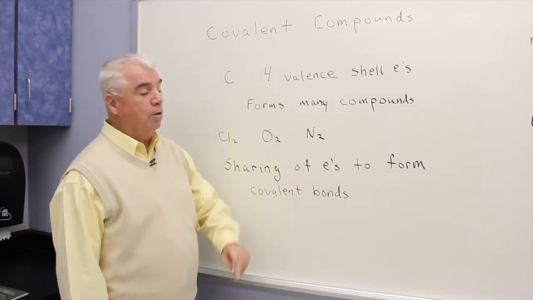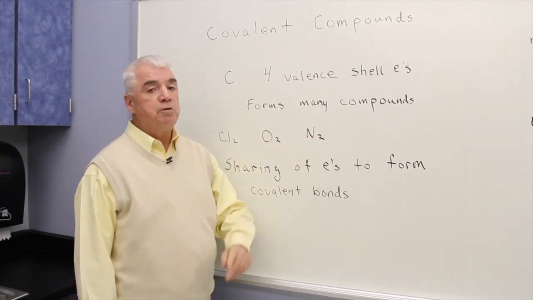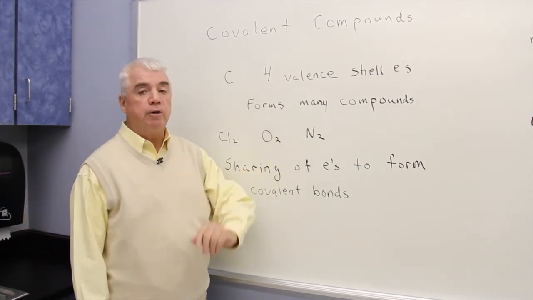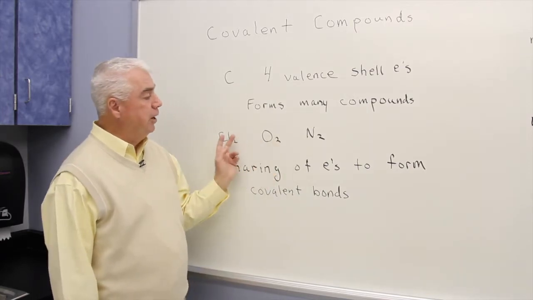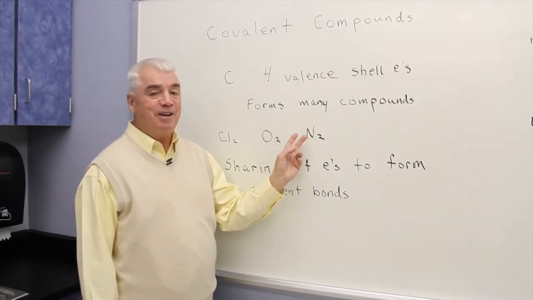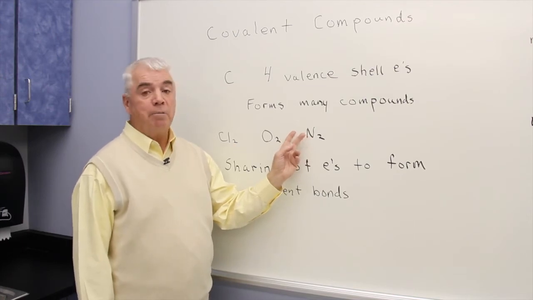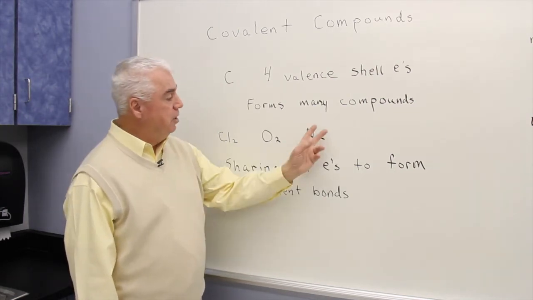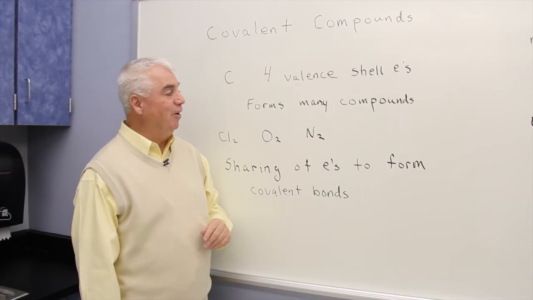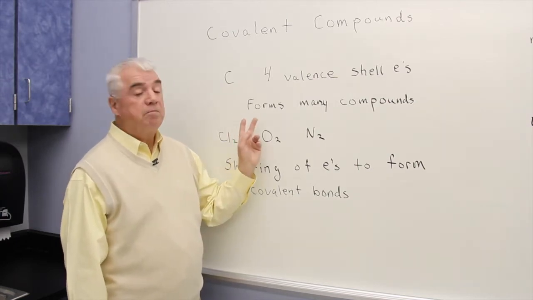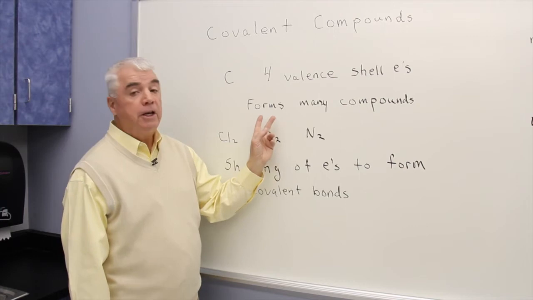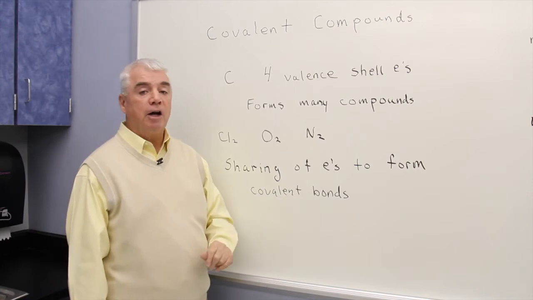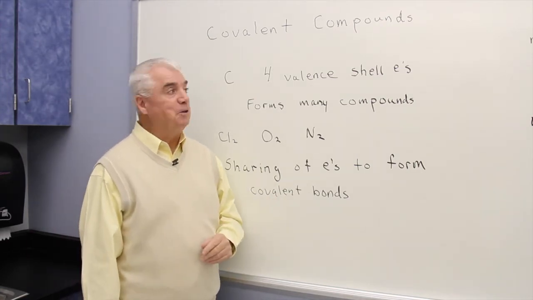But again, that number 4 is pretty large, and yet carbon forms many compounds. We know also that chlorine, oxygen, and nitrogen like to travel around as pairs, and there'd be very little tendency for one of these two atoms to give up electrons and one to take on electrons. So somehow these compounds as well work out a way to satisfy the octet rule and yet do so without a transfer of electrons. They do it by sharing electrons to form covalent bonds.